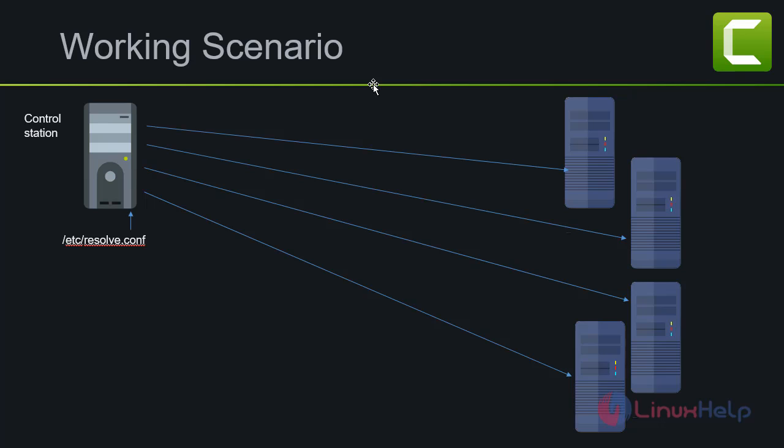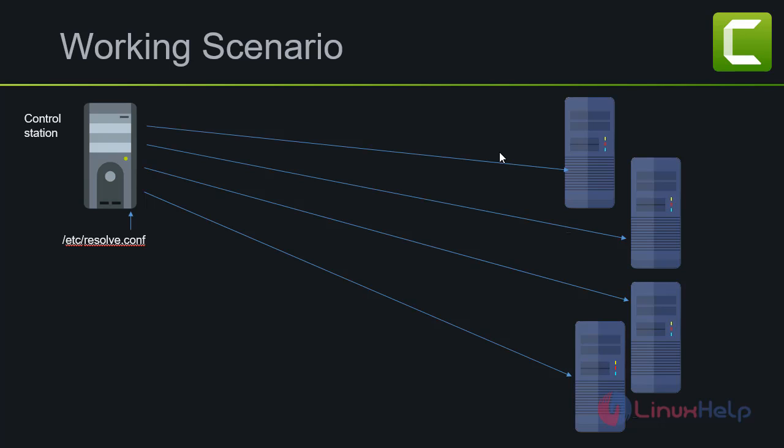In the case of Ansible, you have a control station, a command line system where Ansible is already installed. All you need to do is go to /etc/resolv.conf on your control station and change whatever setting you want to change in your servers. These settings are then pushed to your servers. That's all that Ansible does here.